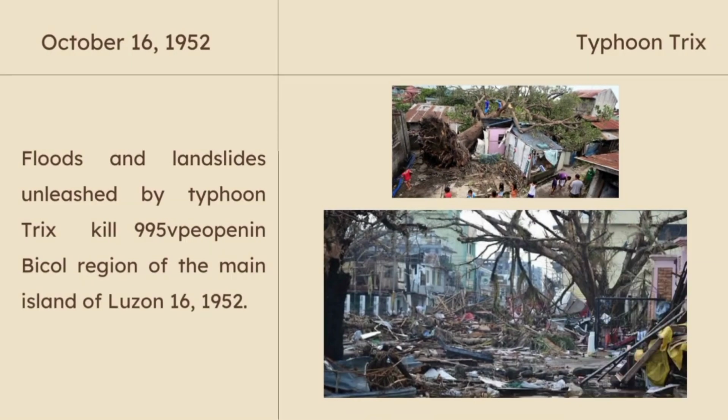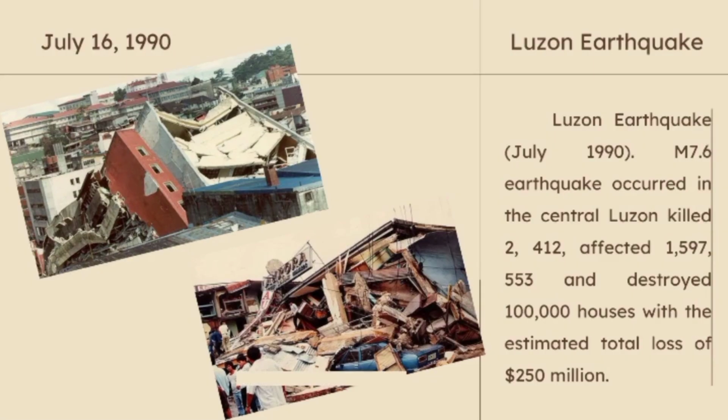Now next is the Luzon earthquake. The Luzon earthquake happened in July 1990. A 7.6 magnitude earthquake occurred in central Luzon, killed 2,412 people, affected 1,597, and destroyed 100,000 houses with an estimated total damage of $250 million.